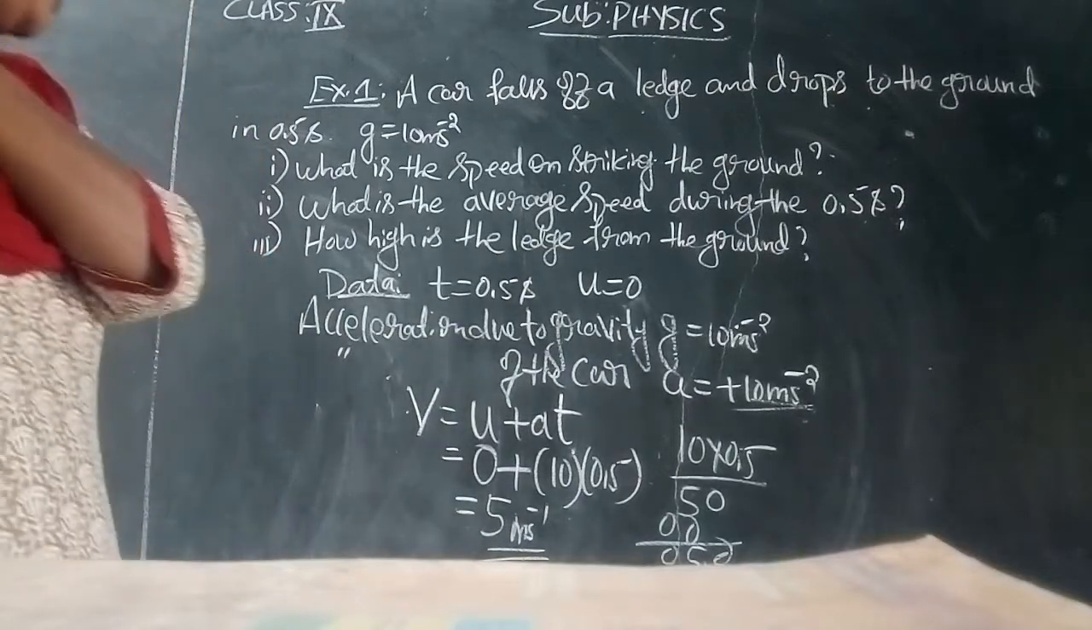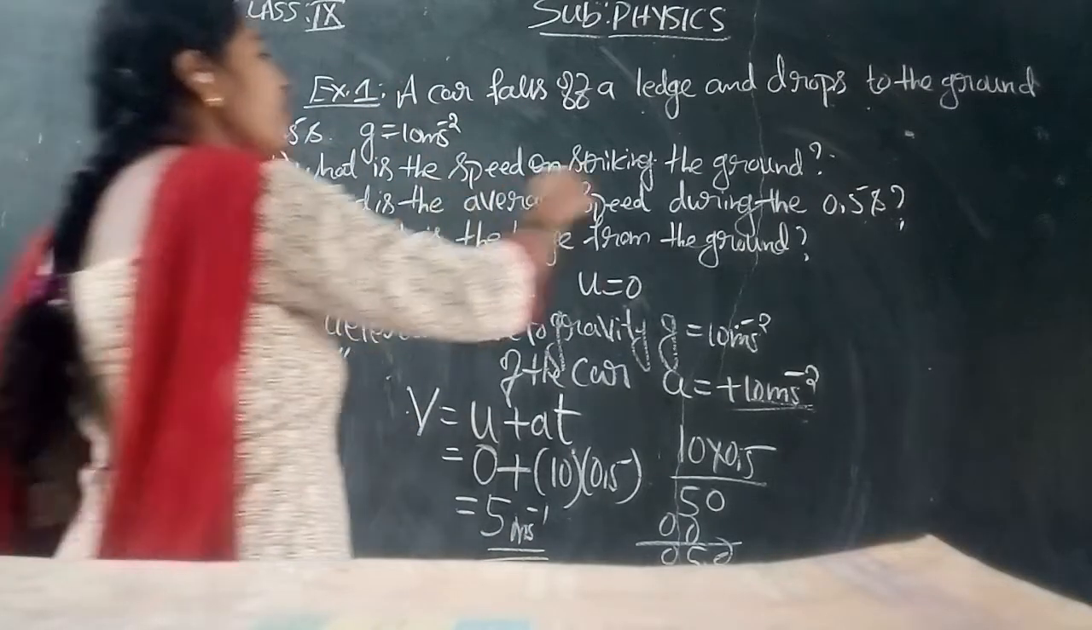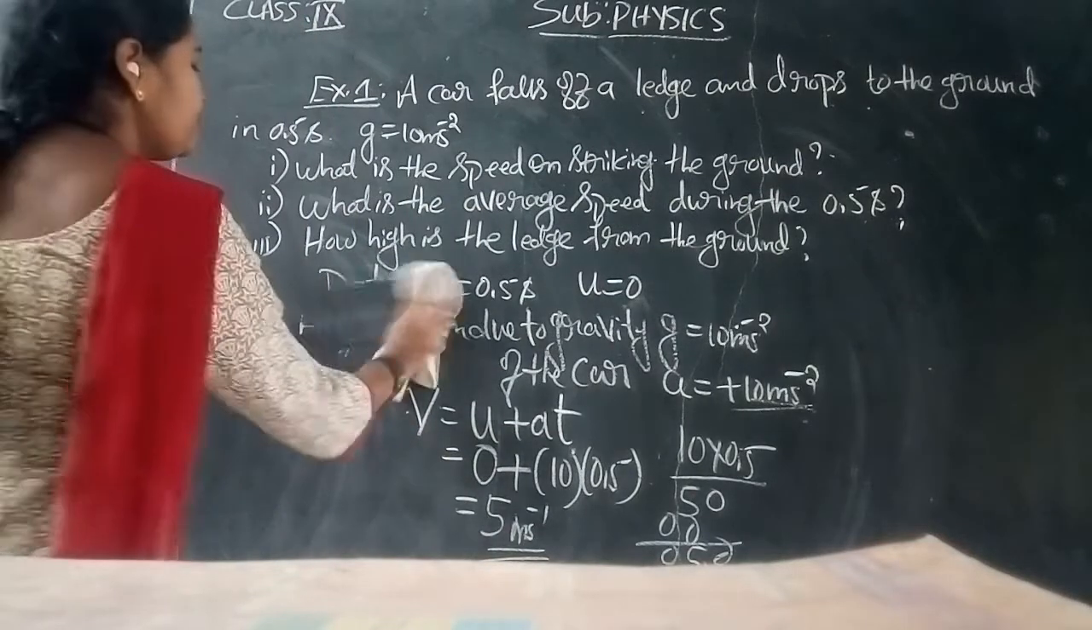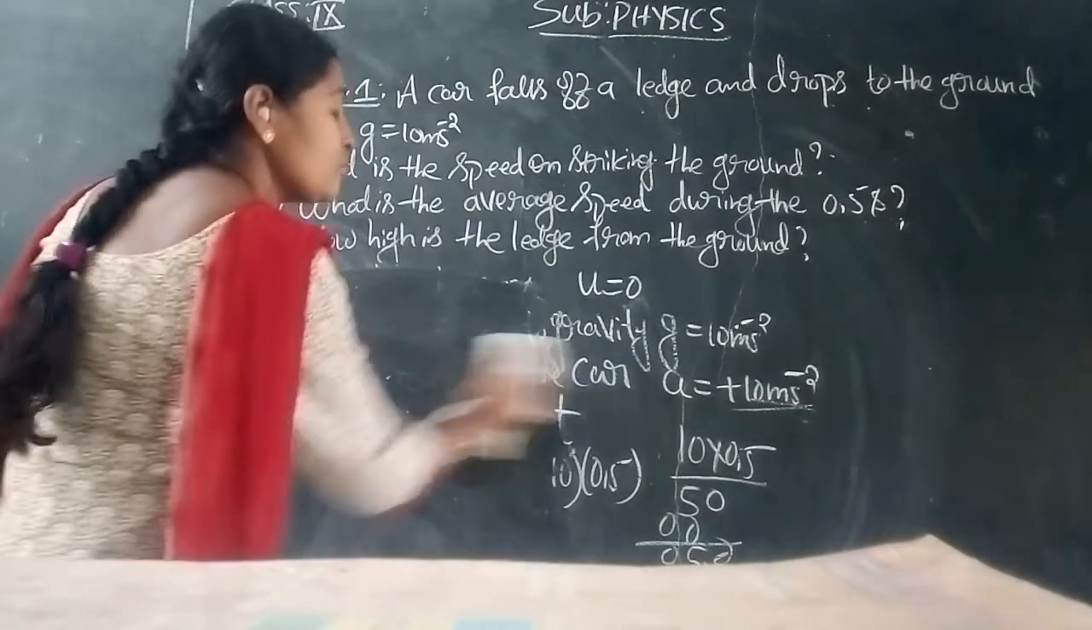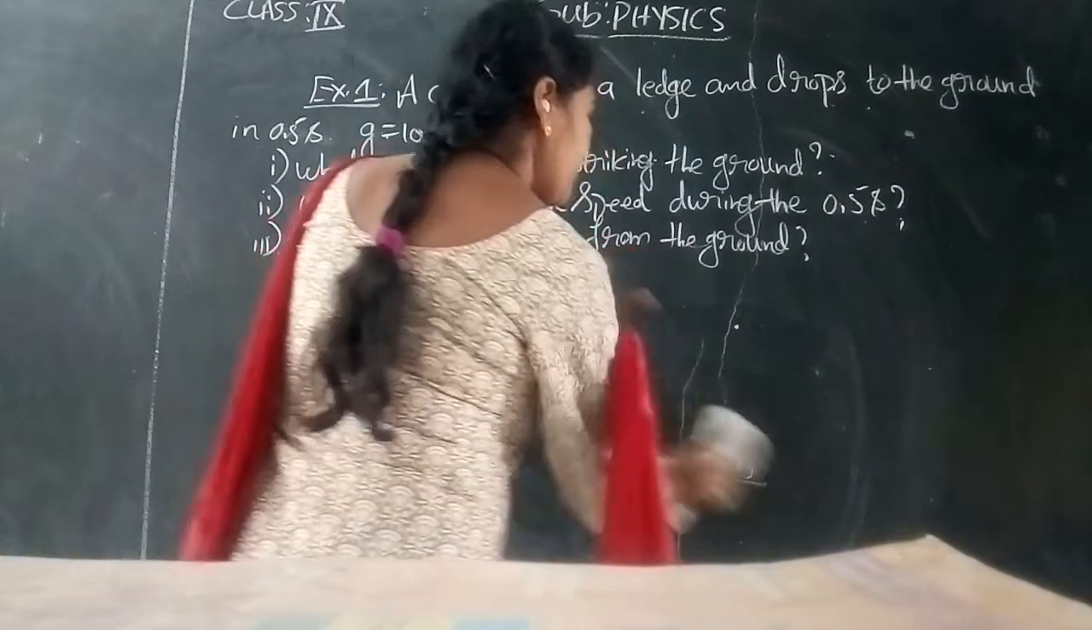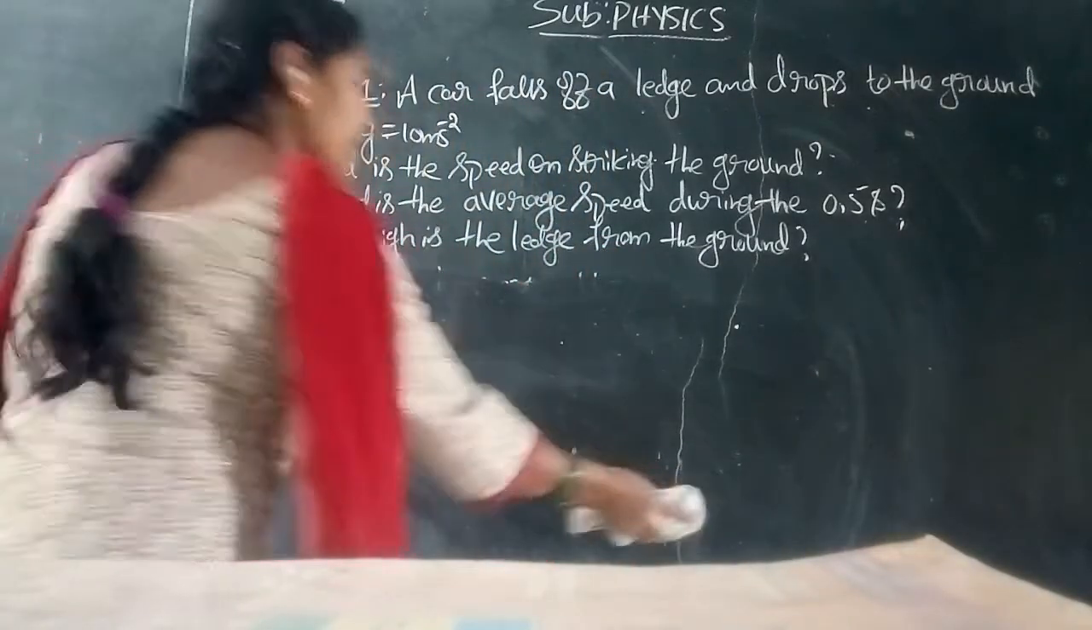The second question they are asking: what is the average speed during the 0.5 seconds? What is the average speed? Average speed means u plus v divided by 2. Average speed, what is the formula? u plus v divided by 2.